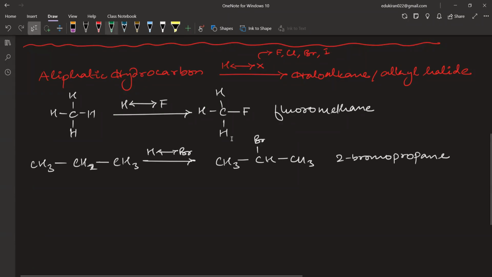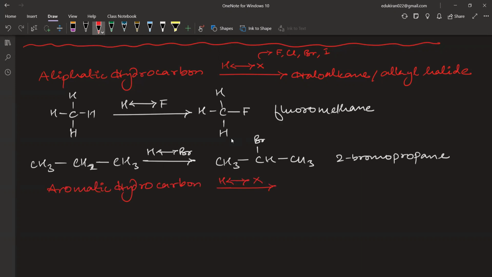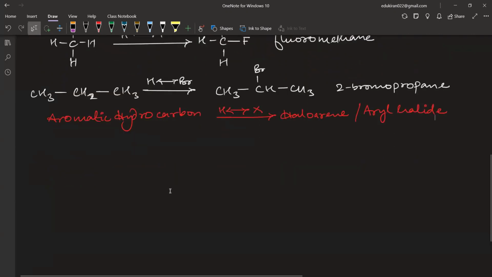Okay. Now, similarly, if you have aromatic hydrocarbons, and you exchange one hydrogen with halogen, you will get haloarene, or we also call this aryl halide. We also call this aryl halide. Okay.